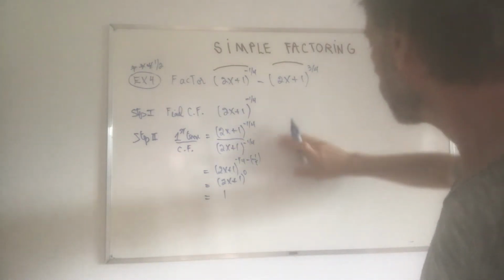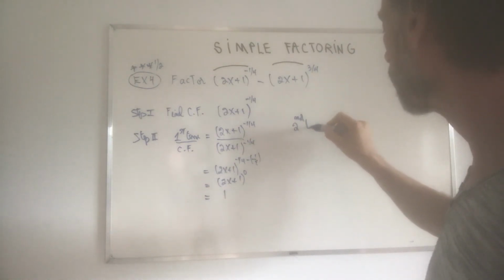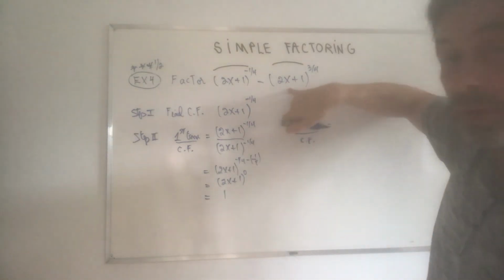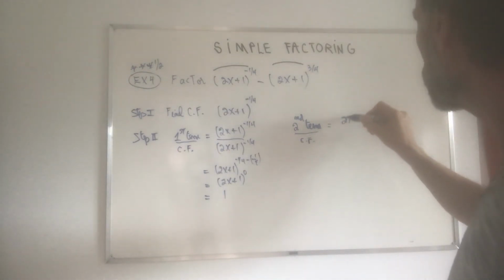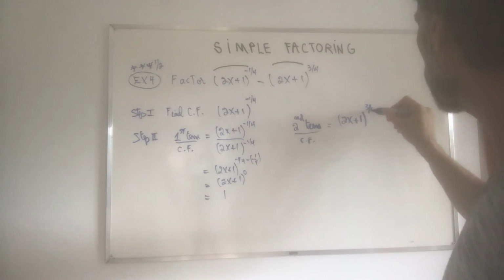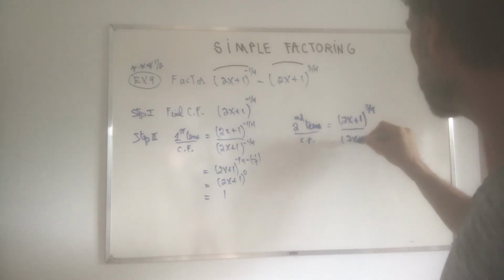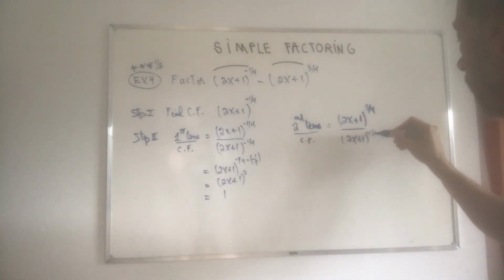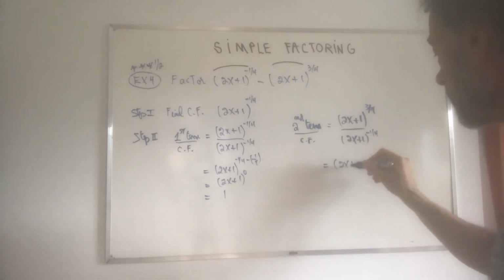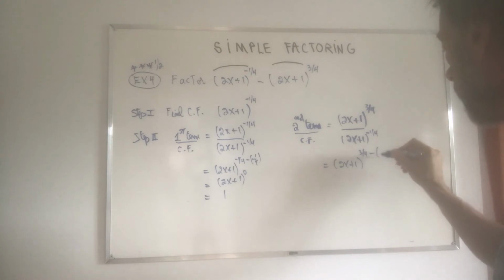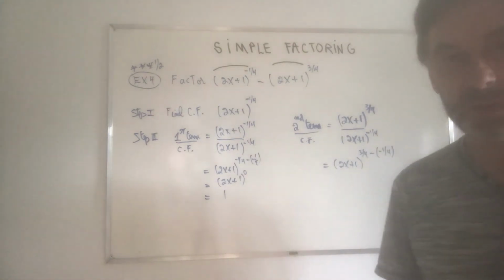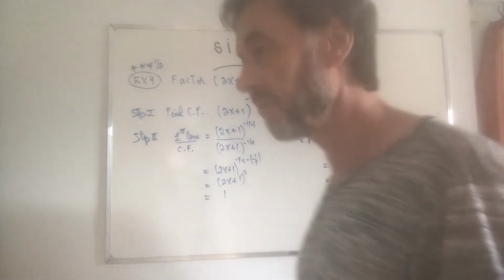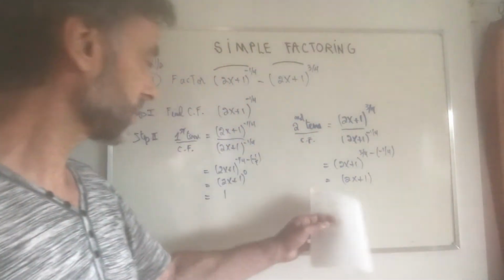Second term divided by common factor. Here's my second term, 2x plus 1 to the 3/4, and that is divided by 2x plus 1 to the what? What's the exponent of the common factor? Minus 1/4. Okay, same base, so subtraction of exponents. 3/4 minus minus 1/4 is 4/4. That's 2x plus 1 to the power of 4/4, which is just 1.